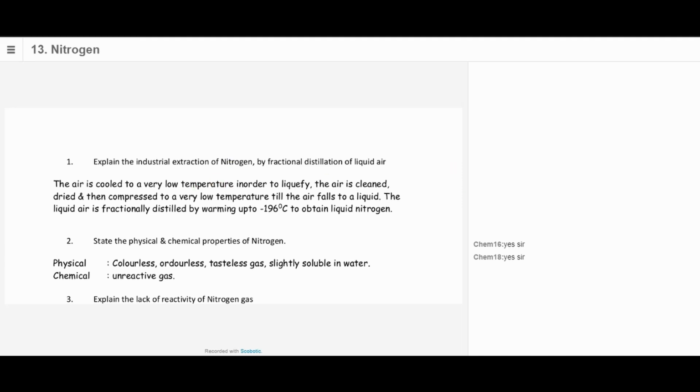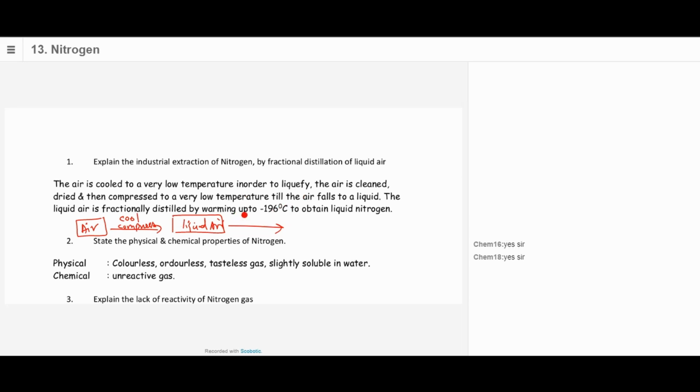The air is first taken in, and it is cooled and compressed until it turns into a liquid. First of all, you take air in and remove the water, you dry the air, and then you remove the dust particles by filtering the air, and you convert the air into a liquid.